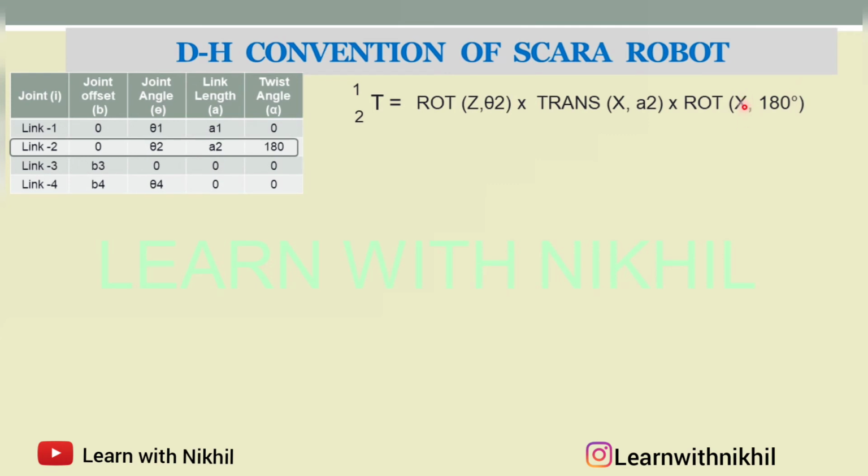So rotation about x axis. Twist angle is always the rotation about x axis. Joint angle is rotation about z axis. And for the link length, it is translation along x axis. Now you will get 3 matrices for this.